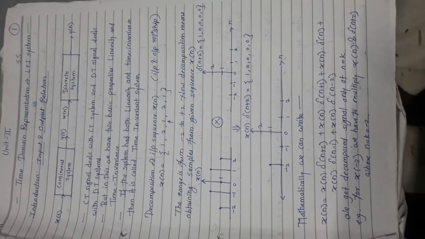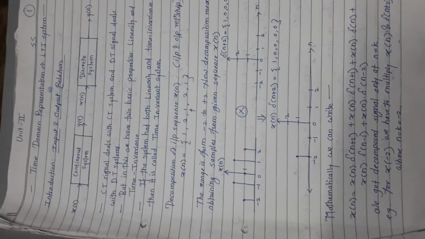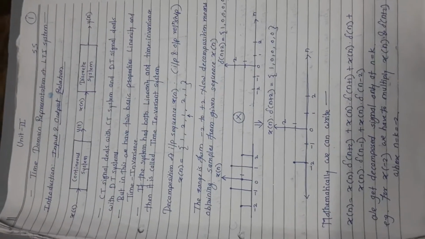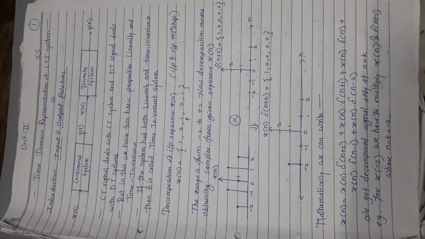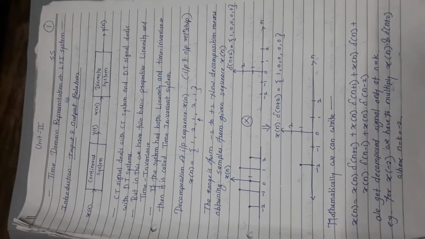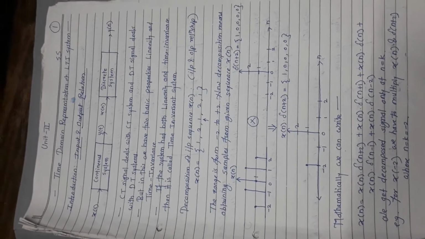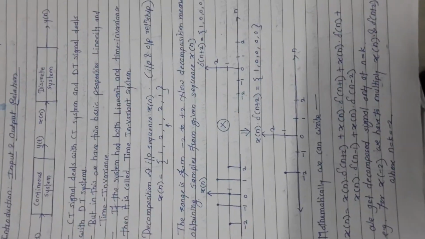By using the same impulse signals with respect to the same values, we can construct the mathematical equation given below. That will be x of n equals x of n into del of n plus 2, plus x of n into del of n plus 1, plus x of n into del of n, plus x of n into del of n minus 1, plus x of n into del of n minus 2. So we can decompose the signal at n equal to k.